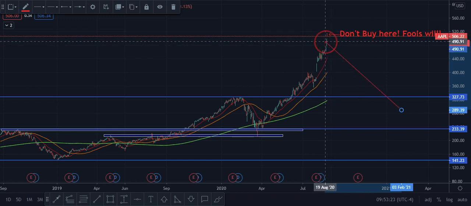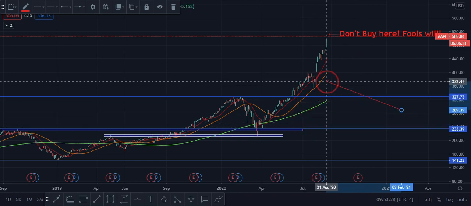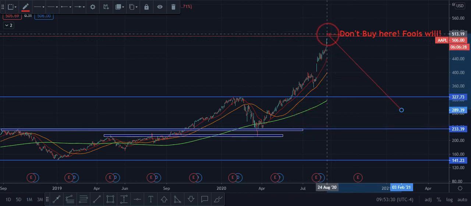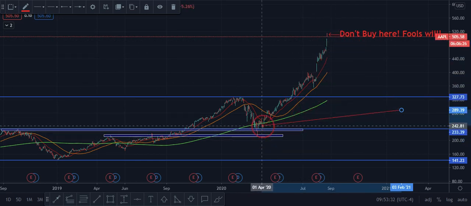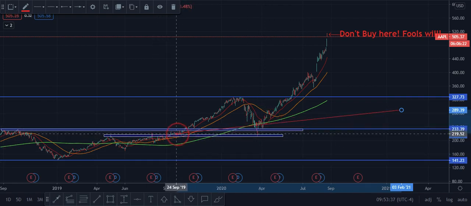The only people who are pushing this up now are retail traders. Your institutional traders are not buying. All right, they're not buying here. Institutional traders buy in this area here. All right, they buy in this area. Why? Look at the moving average.